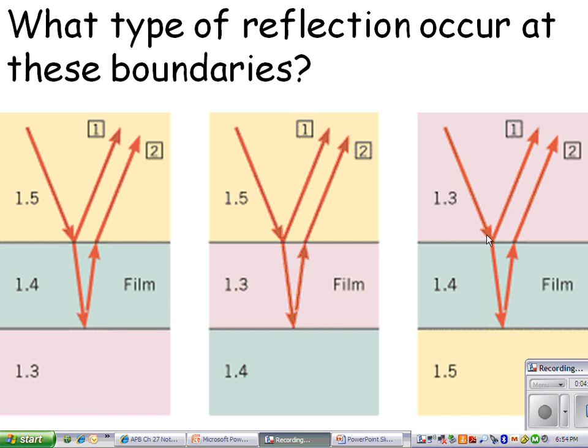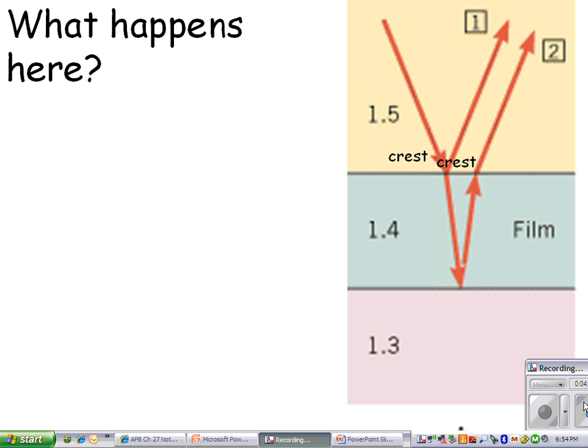In both of these reflections, you'll see a phase change because you have a lower index of refraction going into a higher index of refraction. There's a phase change at both of these boundaries. So what happens here?